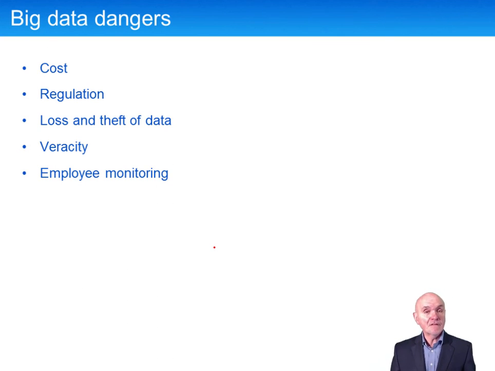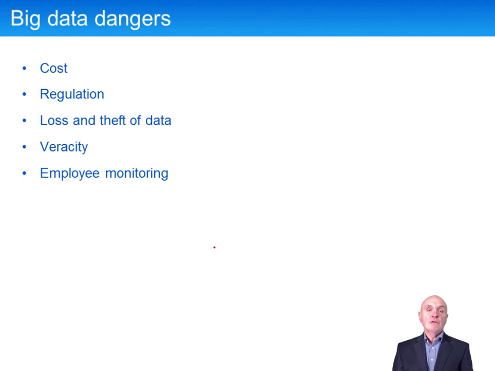There's the loss and theft of data. We've had a lot of examples of hacking, basically, where hackers break into the data warehouses and they download all sorts of data, people's names, addresses, bank accounts, credit cards, consumer information, passwords, all sorts of stuff, causing potentially a lot of damage.